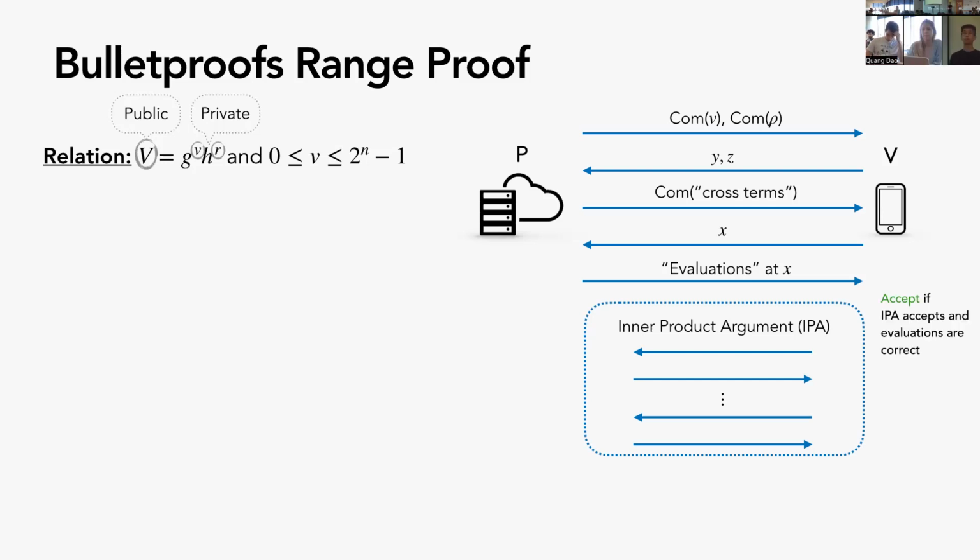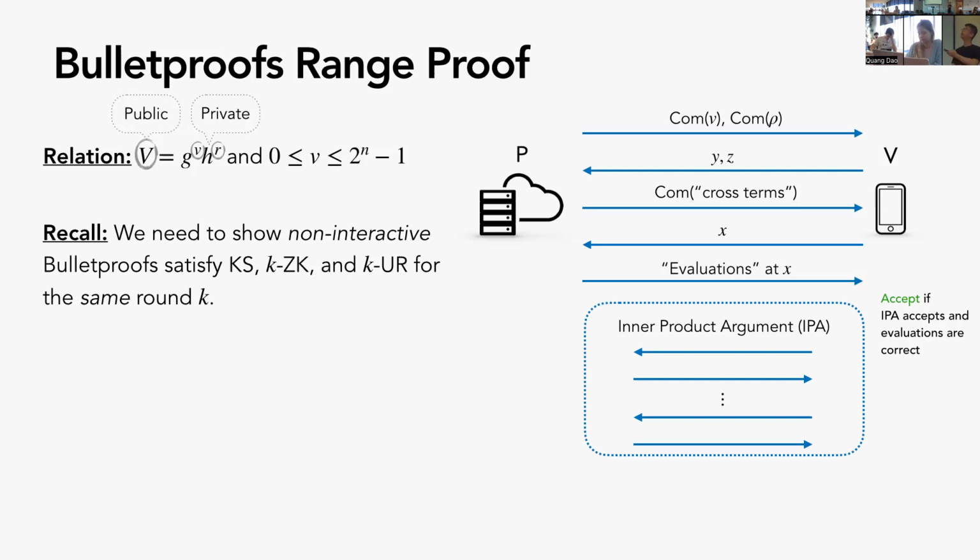So what are these cross terms intuitively? It's like when you try to multiply two polynomials and you care only about one coefficient of that. So you send the commitment to all the other coefficients of the polynomial. So the verifier accepts if the inner product argument accepts, and the evaluations are correct.